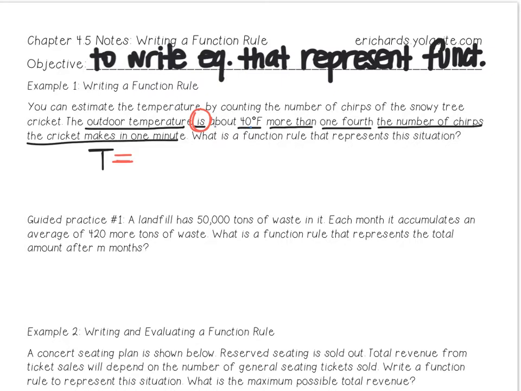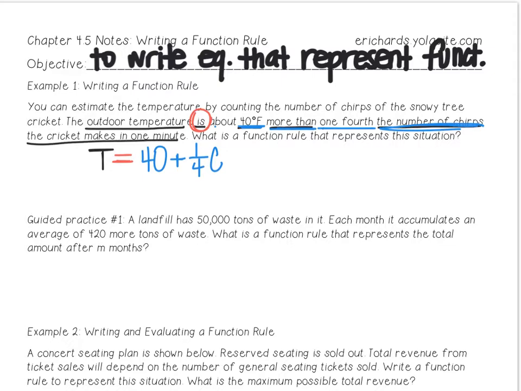about 40 degrees more than, plus 1/4 of, it doesn't say of, but it's 1/4 of the number of chirps the cricket makes. So it's 1/4 times C. And that's your equation. So you just have to take the important words out and translate them into the symbols that they mean in algebra.